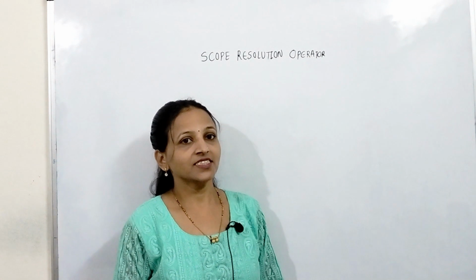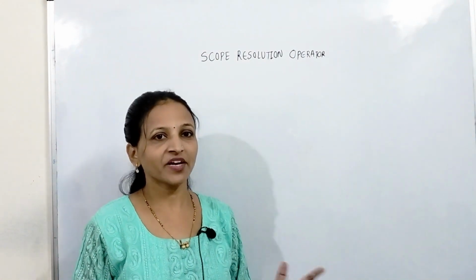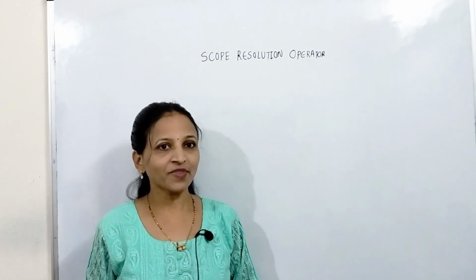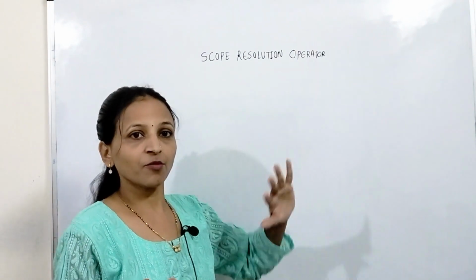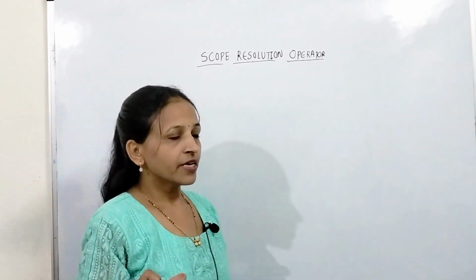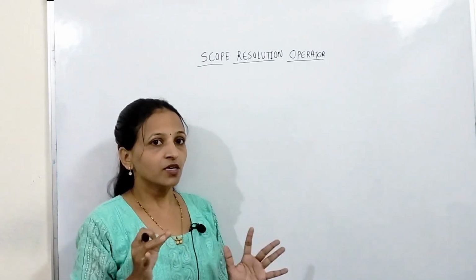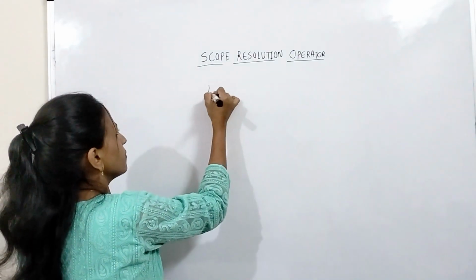Hello friends, in the series of learning C++ programming, in the previous session we have discussed operators in C++. From that, the scope resolution operator I am going to discuss in this session. Now see, there are basically two types of variables in a program: local variable and global variable.